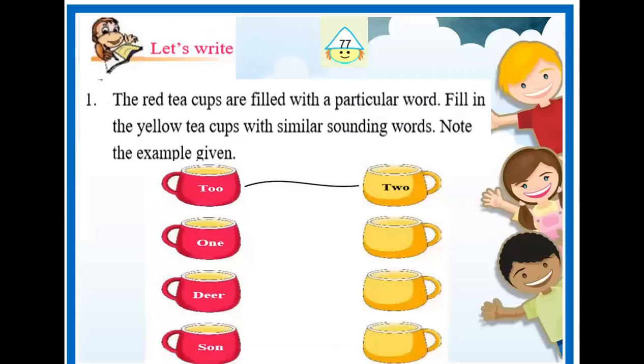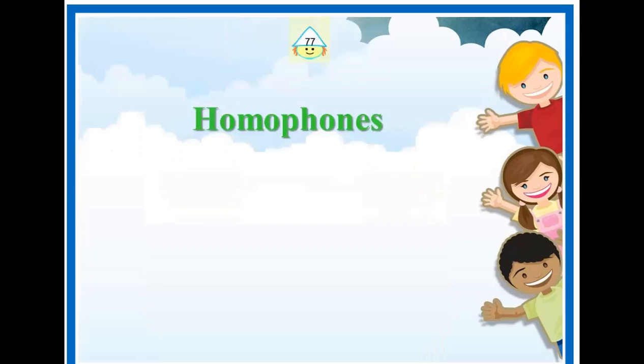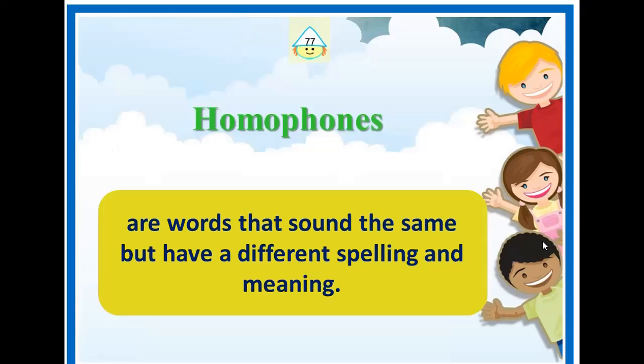Let's now check out our next exercise, which is Let's Write. The red teacups are filled with a particular word. Fill in the yellow teacups with similar sounding words. Note the example given. This exercise is all about homophones. Homophones are words that sound the same but have a different spelling and meaning.